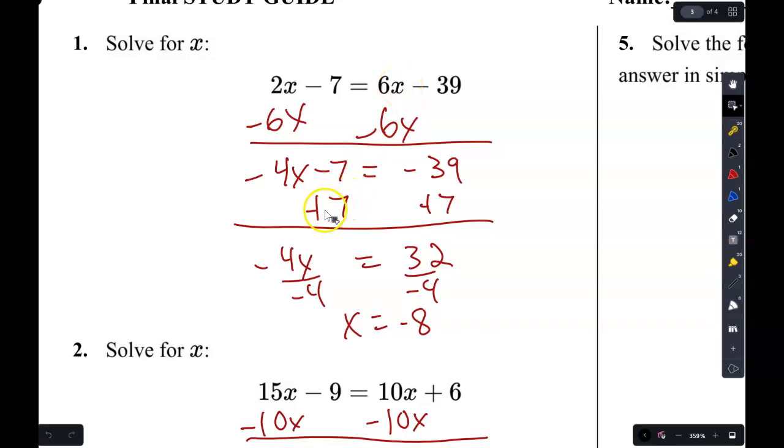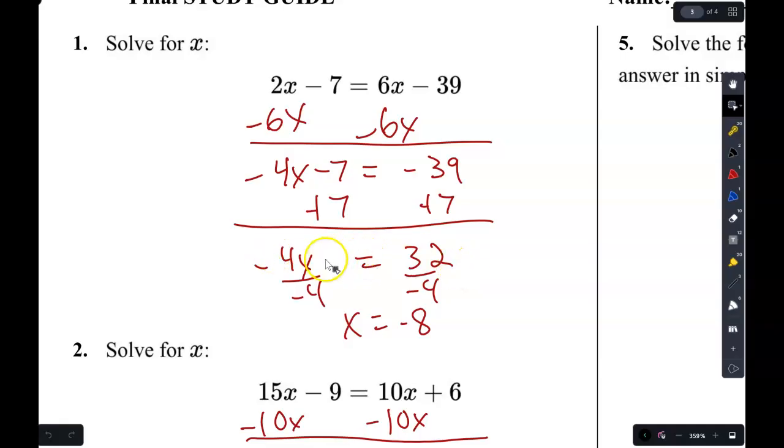Alright, then we're going to add 7. We're going to move the numbers to the right now. So we're going to do the opposite of minus, and this should be a plus here. Plus 7 on both sides. So negative 39 plus 7 is positive 32. We bring down the negative 4x, and we got the 32, and the 7's cancel out now. So now we have negative 4x is equal to 32.